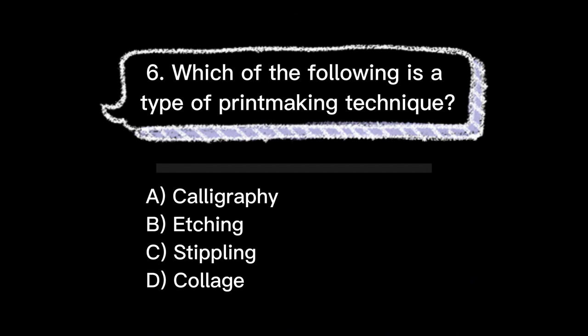Six, which of the following is a type of printmaking technique? A. Calligraphy. B. Etching. C. Stippling. D. Collage. In 10 seconds, which do you think is the correct answer?